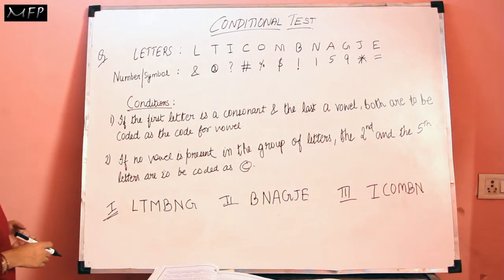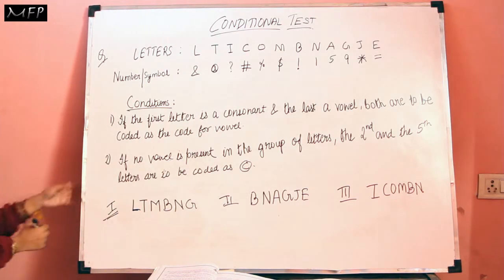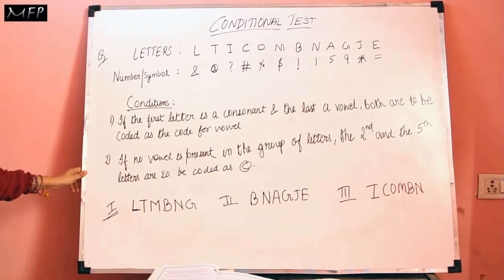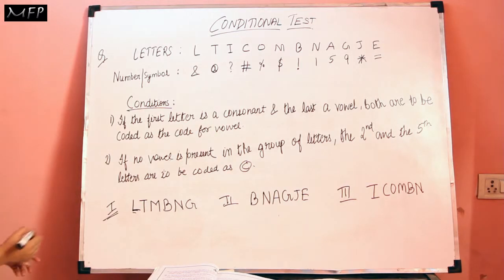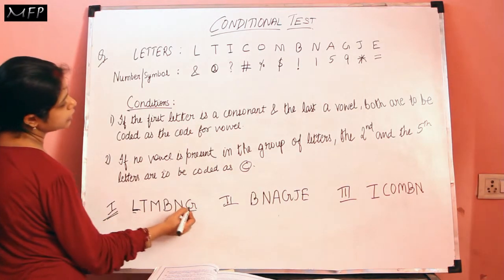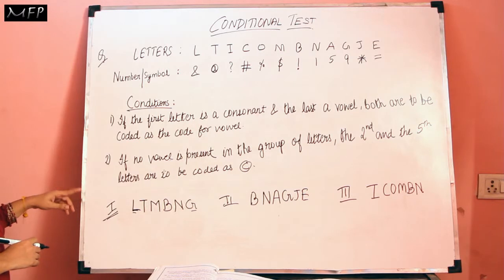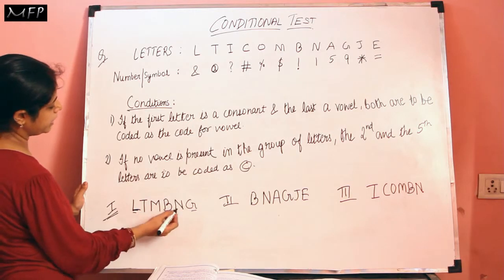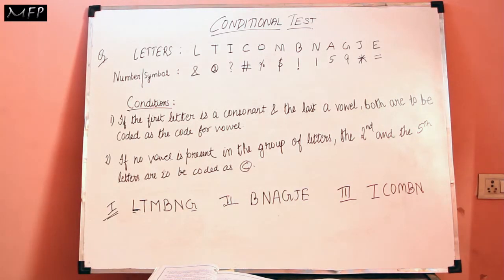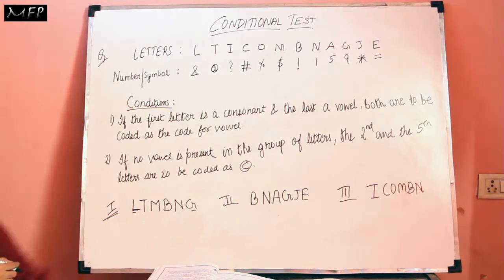The first question is L, T, M, B and G. Okay. So let us see if the first condition will be applied or the second condition will be applied. The first condition is if the first letter is a consonant. Here the first letter is a consonant. And the last a vowel. And here the last letter is also a consonant. So the first condition will not be applied. Now the second condition is if no vowel is present in the group of letters. Let us see if the vowels are present or not. L, T, M, B and G. Here no vowels are present in the group of letters. So the second condition will be applied here.